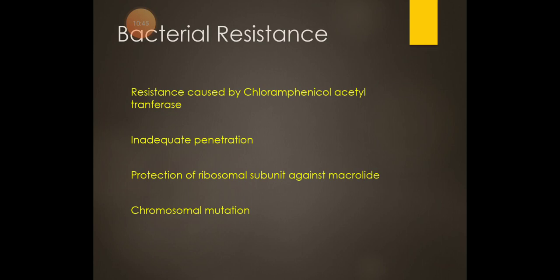A mutation, basically the chromosomal mutation, is pretty common with this group of drugs, and it consists of the 50S ribosomal subunit. Formation of macrolide inactivating enzymes, that is esterases, produced by Enterobacteriaceae, which hydrolyze macrolides, is also not very uncommon. The next one, please.